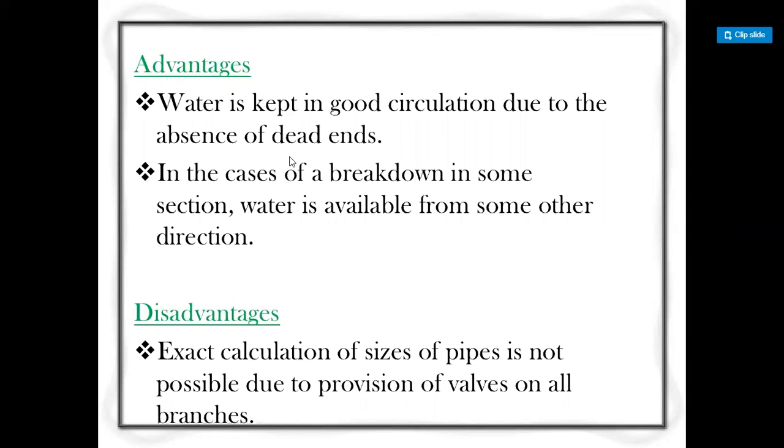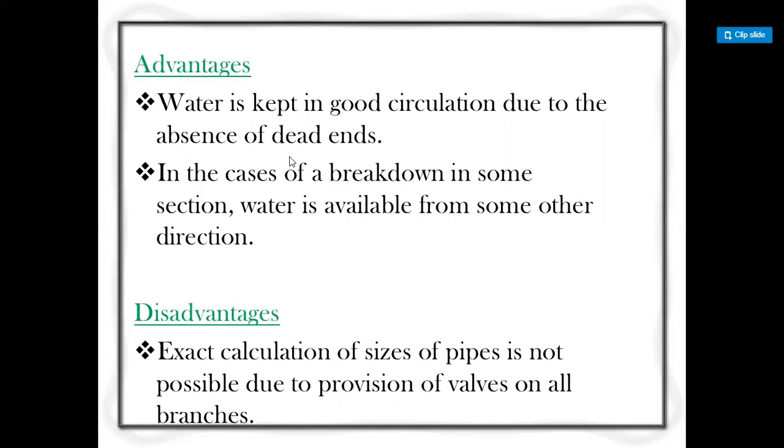Then what are the disadvantages? Exact calculation of size of pipe is not possible due to provision of valves on the branches. The provision of valves is more in this system, hence we cannot calculate the exact size of pipe in this gridiron system. These are the advantages and disadvantages of the gridiron system.